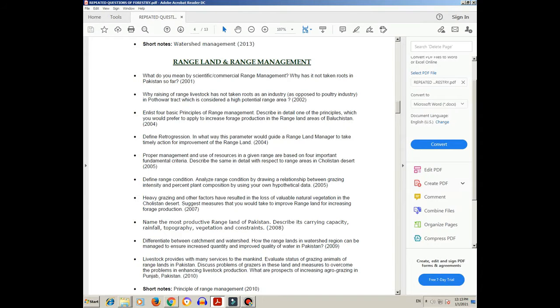Rangeland or range management. What do you mean by scientific, commercial range management? Why has it not taken roots in Pakistan so far? 2001 Why raising of range livestock has not taken roots as an industry, as opposed to poultry industry, in Pothohar tract, which is considered a high potential range area.